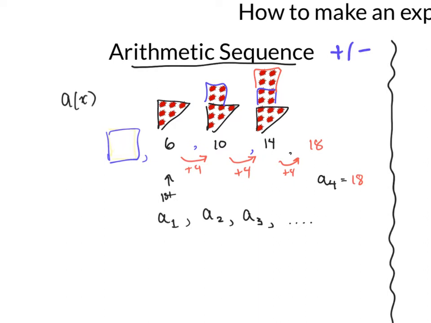Okay. But what we need is we need this one, which is A of 0. So the way that we're going to get that is if we're adding 4 to go this way, then we just have to subtract 4 to get this number. So 6 minus 4 gets us 2. And that is our 0th number. Okay. So next thing we're going to do is we're going to write this out in kind of an obnoxious way, but trust me, it's going to work out.